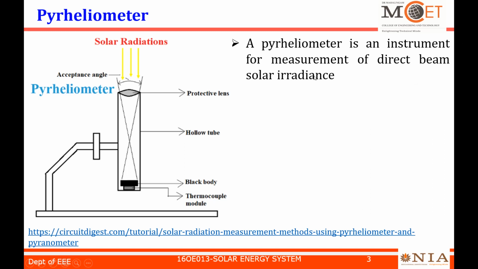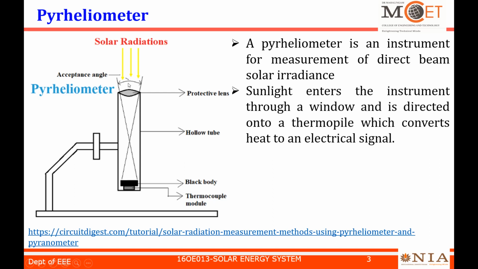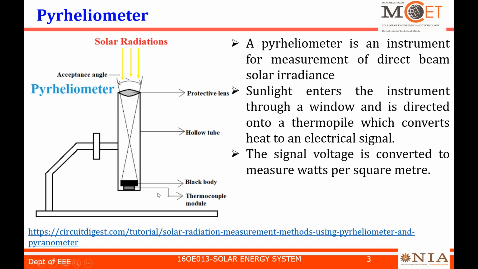Pyrheliometer is an instrument used to measure direct beam solar radiation. Sunlight enters the instrument through a window and is directed onto a thermocouple, which converts heat energy to an electrical signal. The signal voltage is converted to measure watts per square meter. It is used with a solar tracking system.